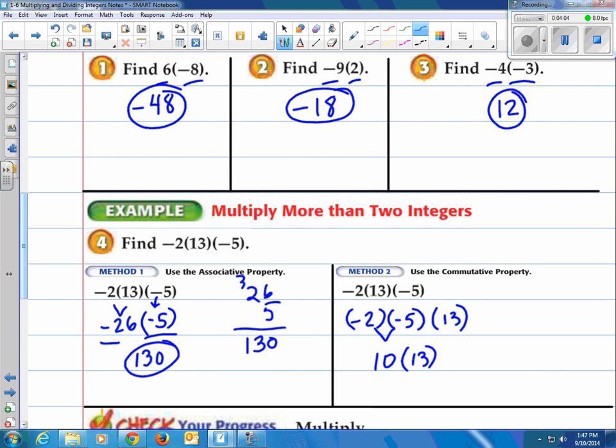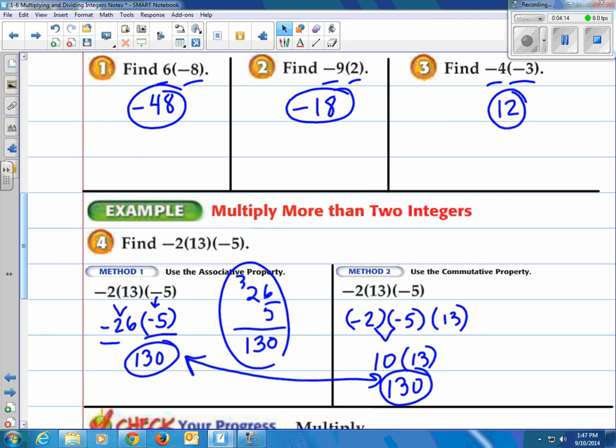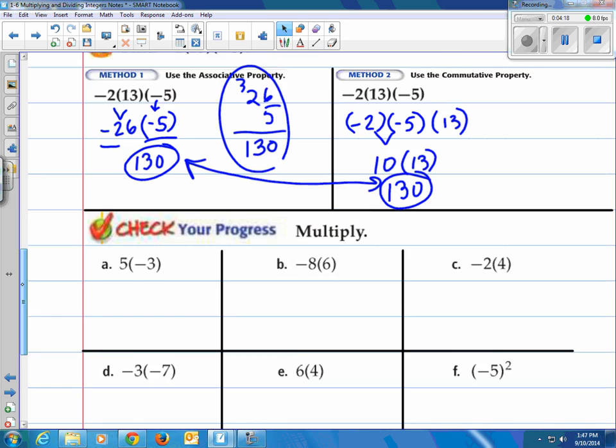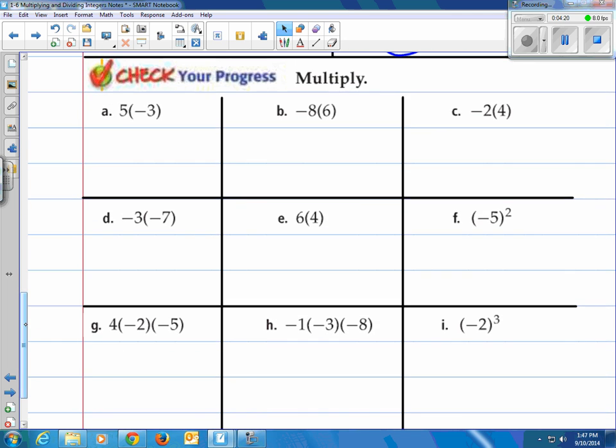A lot of us could do that in our head. That's 130. You could see both times we get the same answer, but sometimes you have harder math problems if you don't see a faster way to do it using the commutative property. Go ahead and stop the video here and try these 9 problems. Hopefully they don't take too long.